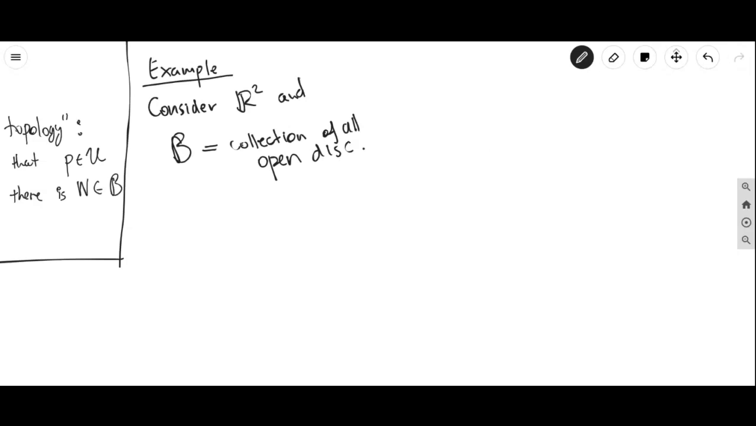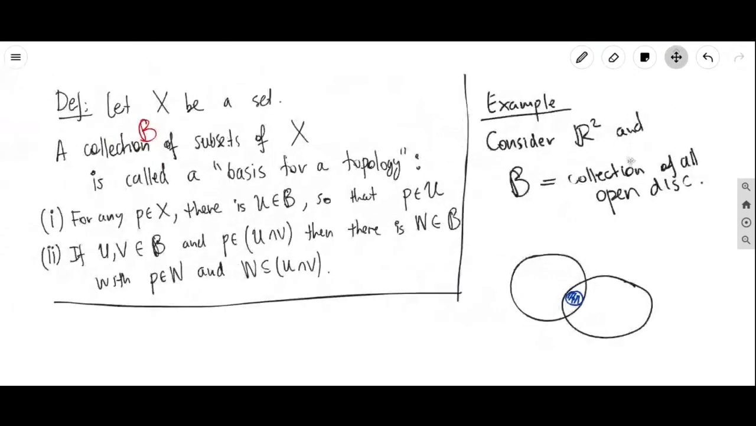The reason why this works is because if you have one open disk, and then you have another open disk, when they intersect, the intersection is not necessarily an open disk, as you can see. But if you pick a point in the intersection, you can always fit a smaller open disk inside it. It therefore satisfies the property of a basis, because every point in R2 is contained in some open disk, so the first property is satisfied. And the second property is satisfied: if you take two open disks and you pick a point in common to both of them, then you can find something smaller that contains that point and is also in your basis.